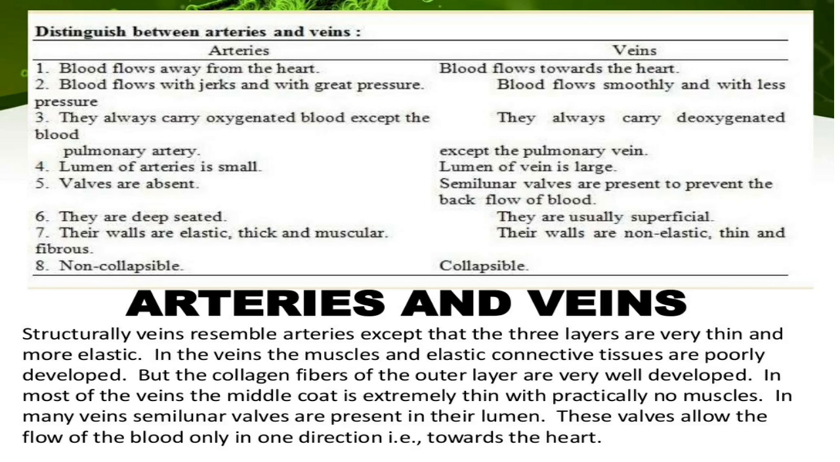Their walls are elastic, thick and muscular in the case of arteries. In the veins, their walls are non-elastic, thin and collapsible, thin and fibrous. Arteries are non-collapsible and veins are collapsible. Generally, when we transfuse or draw blood from our body, it is from a vein. Through that, the doctors take the blood from our body.